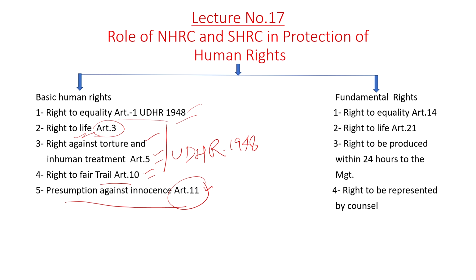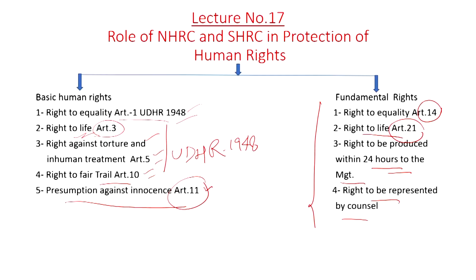And on the other hand, human rights provided in UDHR have got recognition in Part 3 of the Indian Constitution. I have referred to these fundamental rights in Part 3 as right to equality, Article 14, right to life, Article 21. You can compare human rights with the fundamental rights provided in Part 3 of the Indian Constitution. Right to be produced within 24 hours before the magistrate, right to be represented by counsel. These are human rights as well as fundamental rights. Human rights provided in UDHR, the Universal Declaration of Human Rights, we have recognized as fundamental rights in Part 3 of the Indian Constitution.